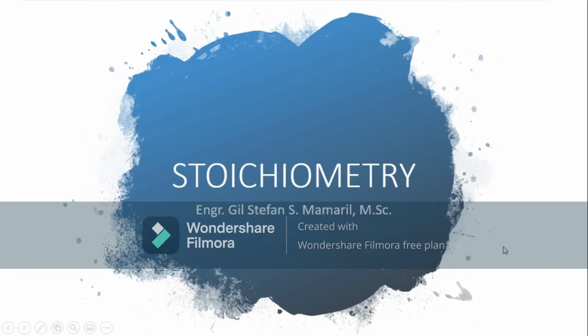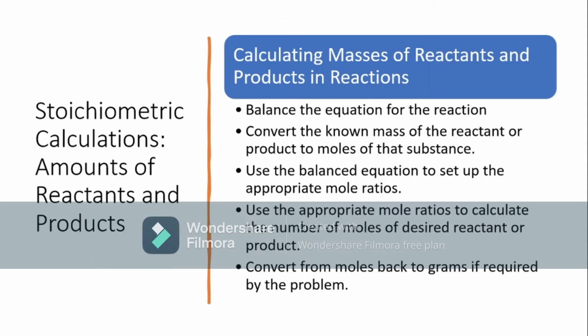Stoichiometry, we will compute for the amount of the reactants, or even the amount of the product, pwedeng in terms of moles or in terms of mass. Now, in calculating the masses of reactants and products in a reaction, the cardinal rule is we need to have a balanced equation or balanced chemical reaction.